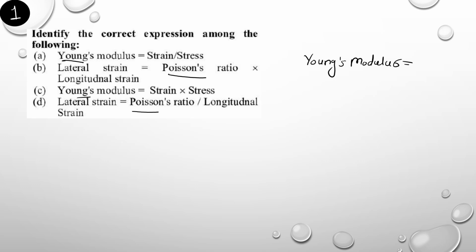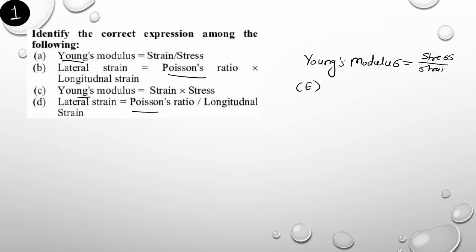There are three types of elastic constants. First is Young's modulus, which is known as modulus of elasticity, represented by E. Second one is bulk modulus, represented by K. And third one is modulus of rigidity or shear modulus. These are the three elastic constants. And Young's modulus is represented by E, also known as modulus of elasticity, and the formula is stress by strain.